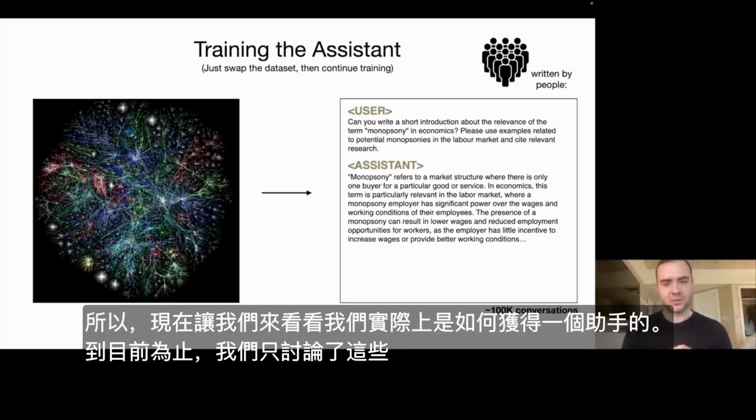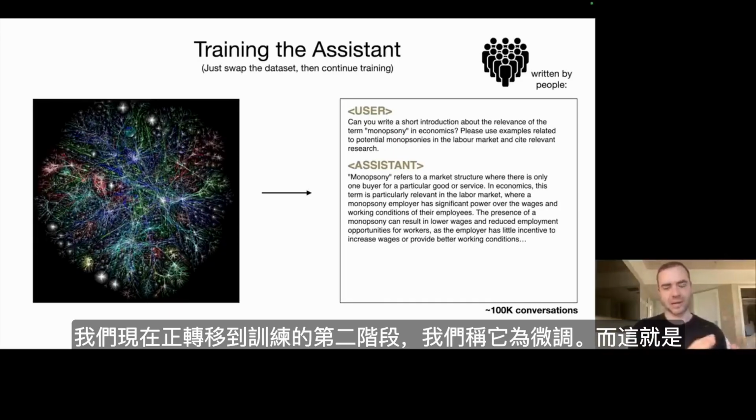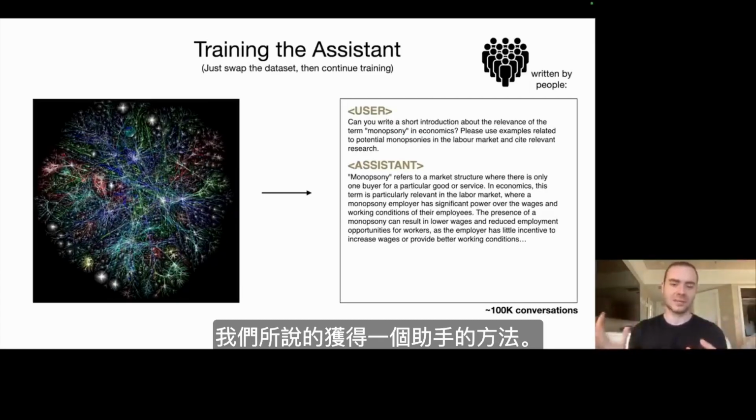So now let's go to how we actually obtain an assistant. So far, we've only talked about these internet document generators, right? That's the first stage of training. We call that stage pre-training. We're now moving to the second stage of training, which we call fine-tuning. This is where we obtain what we call an assistant model.